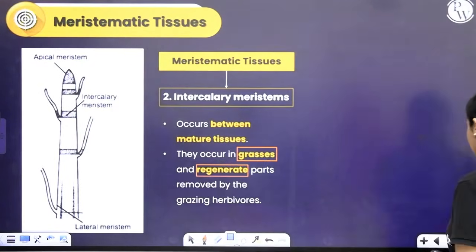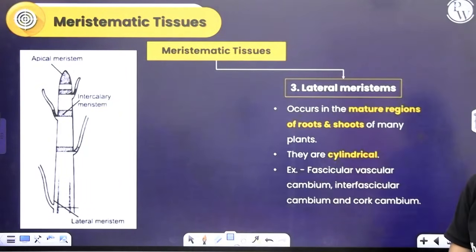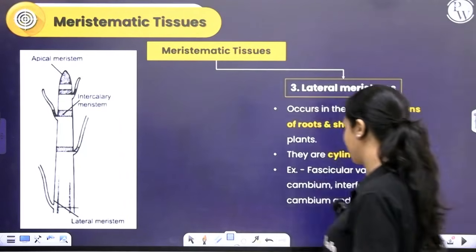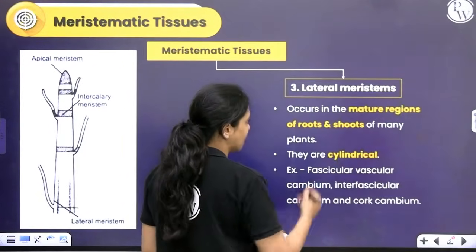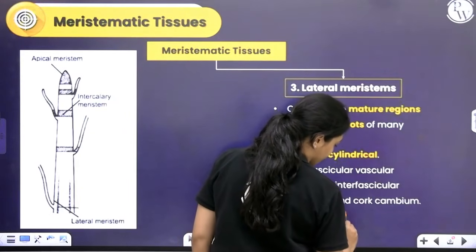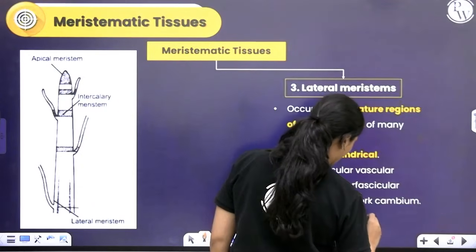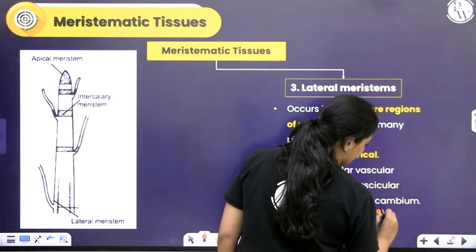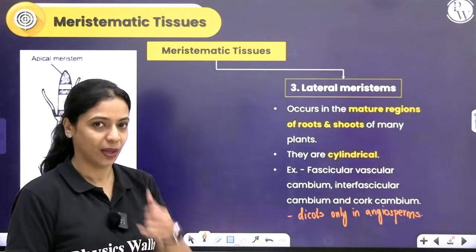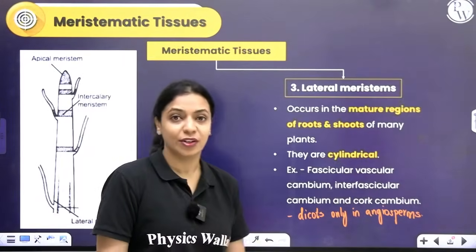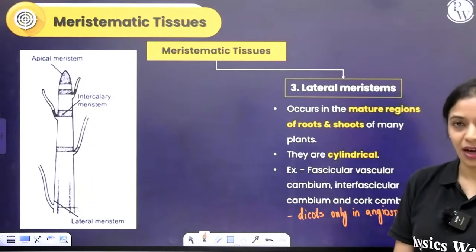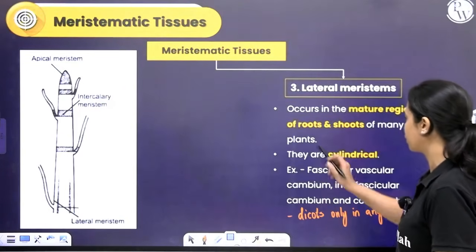Now let's talk about lateral meristem, which is the third type of meristem. This you can find only in dicotyledonous plants and in gymnosperms. If it is angiosperm, you can find it in dicots only. You don't find them in monocots. In angiosperms, you can find that only in dicots, and in gymnosperms also you can find lateral meristem being present. Okay. Now, where do you find this? This also forms in the mature regions of the plant parts, plant organs like roots and shoots.